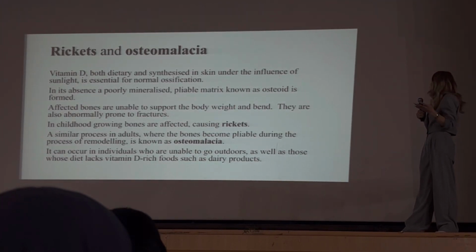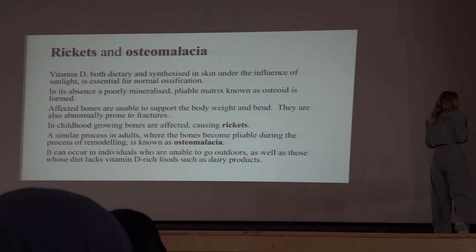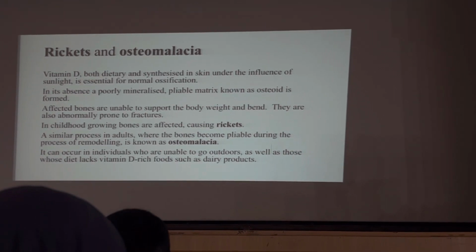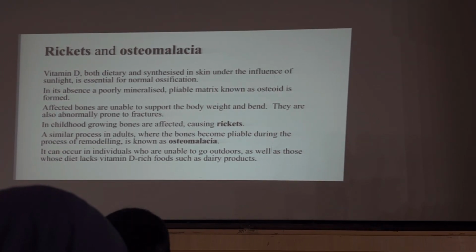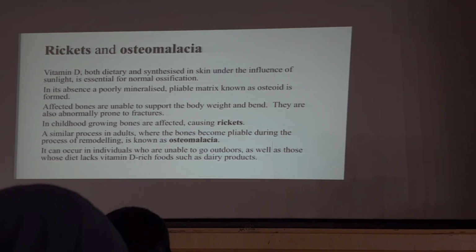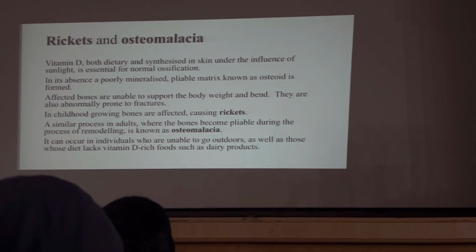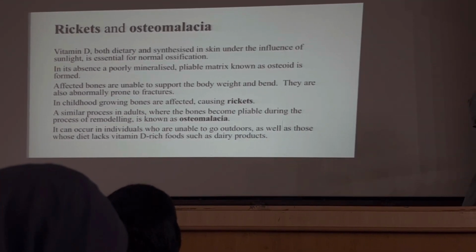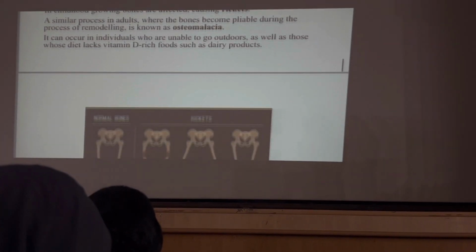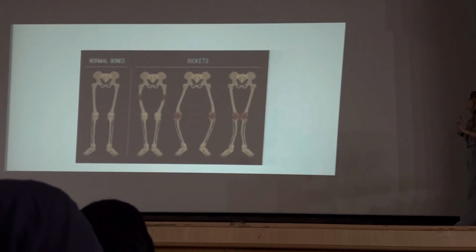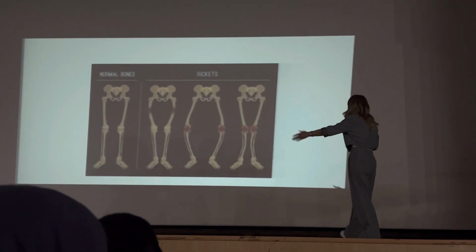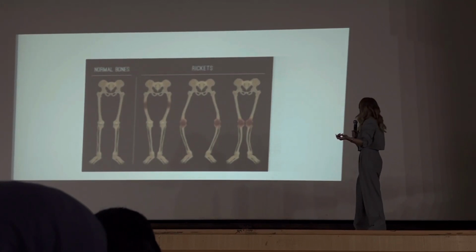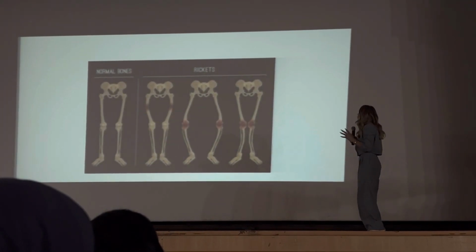It can occur in individuals who are unable to go out, with little sun exposure, or whose diets lack vitamin D rich food. All of these might lead to osteomalacia. This is a case of normal bone. You can see that the normal bone is straight, while in cases of rickets there is bending, and they are prone to fractures.